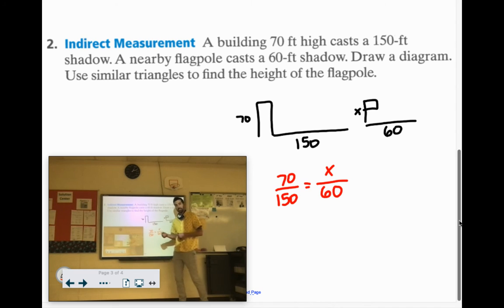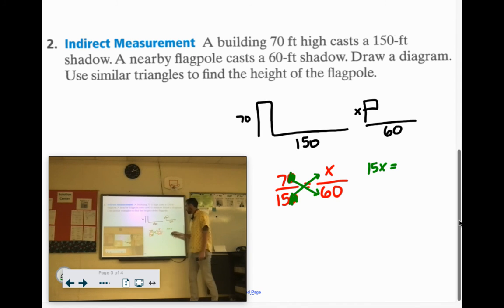Now, if you have a calculator, you really don't need to simplify any of the fractions. You can. So if you didn't have a calculator, I have 70 over 150. I'm going to divide them both by 10. So I'm dealing with 7 and 15, which are just smaller numbers. If you have a calculator, that step is kind of unnecessary. You could just cross multiply, but you'll get the same answer regardless. So 15 times x is 15x. 7 times 60, 7 times 6 is 42, so 7 times 60 would be 420.